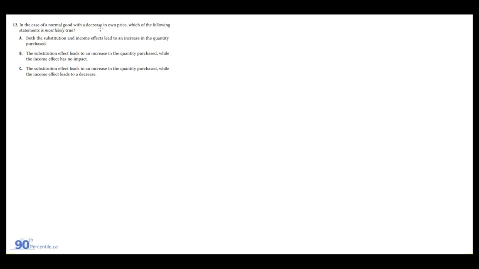In the case of a normal good with a decrease in its own price, which of the following statements is most likely true? A, both the substitution and income effects lead to an increase in the quantity purchased. B, the substitution effect leads to an increase in the quantity purchased while the income effect has no impact. Or C, the substitution effect leads to an increase in the quantity purchased while the income effect leads to a decrease. So a normal good is one that has an income elasticity greater than 1, which all of this means is as your income increases, the quantity demanded of a certain good also increases. So this is a normal good.